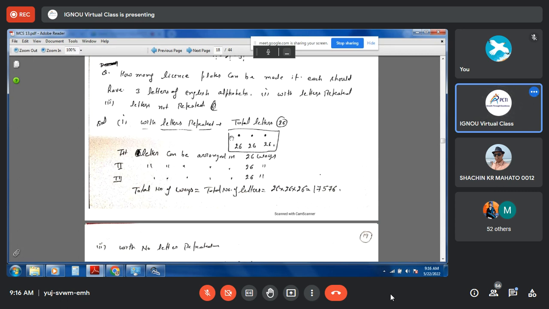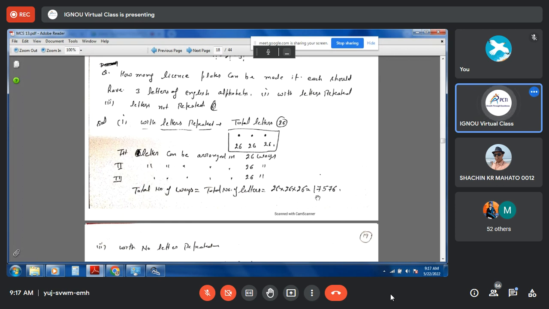So write it in this way. First letter can be arranged in 26 ways. Second letter also in 26 ways. Third letter also in 26 ways. Why? Because repetition is allowed. So until the process is complete, we multiply the different situations. So the total number of license plates is equal to 26 multiplied by 26 multiplied by 26, that is equal to 17,576.